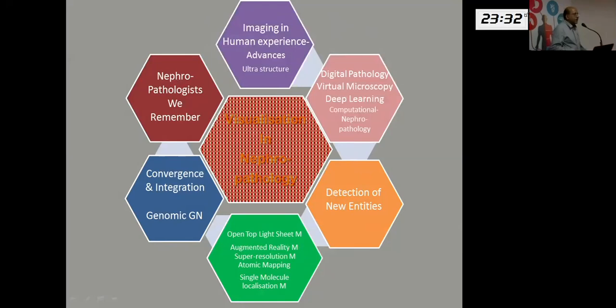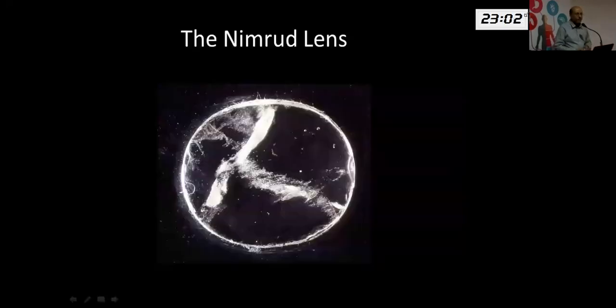Detection of new entities from old pathological processes that we understand, are familiar with. And what are the new technologies? There are quite a few mentioned here. I won't read it out for you. Then finally, where do they converge? Is there an integration? And what is genomic GN? And finally, let me conclude with some nephropathologists who we must remember of Indian origin.